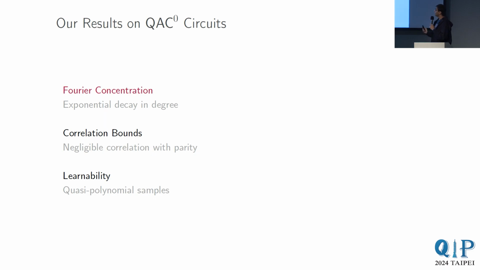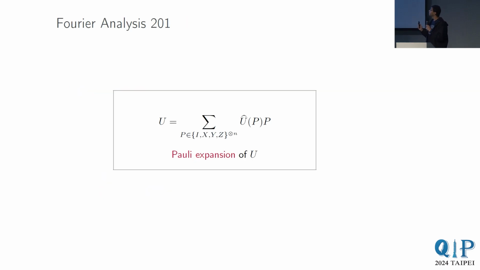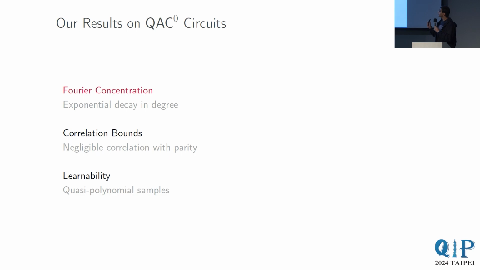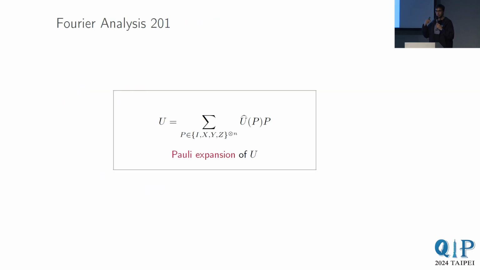Great. And for the rest of this talk, I'm just going to tell you what the Fourier spectrum of a QAC0 circuit even is. Classical circuits are computing a Boolean function, but quantum circuits are computing a unitary. And a natural representation of a unitary is the Pauli expansion. We all have seen this in some form or the other.